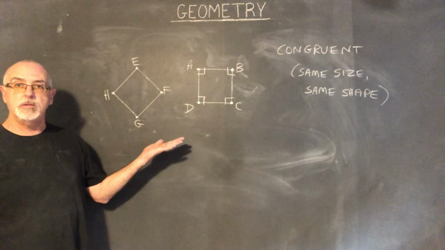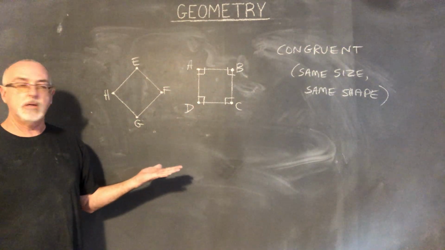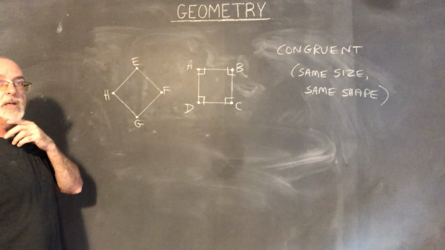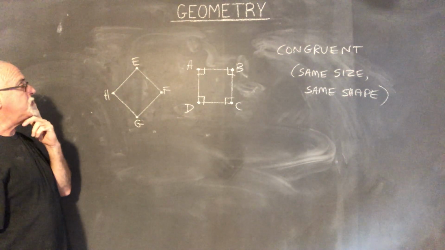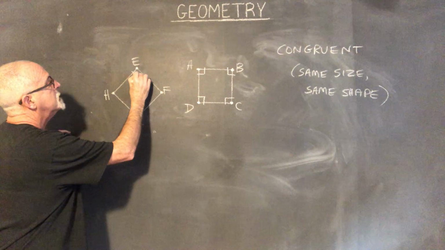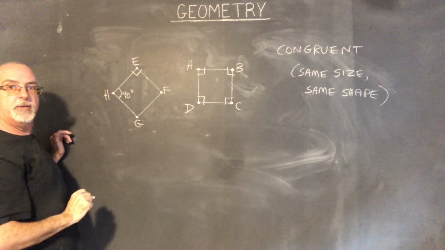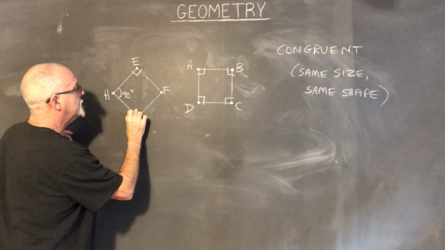I have drawn two congruent squares. They are the same size, they are the same shape because they're both squares. They are the same size. We made sure as we drew them. I can put the little square symbols. I can also put an arc and write 90 degrees if I prefer to do that. So I'll do a mixture of those.